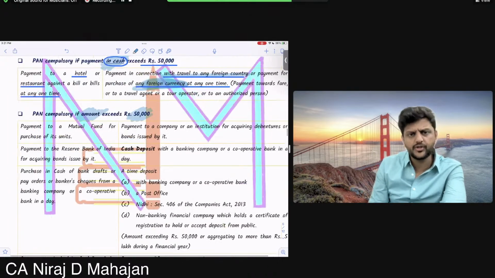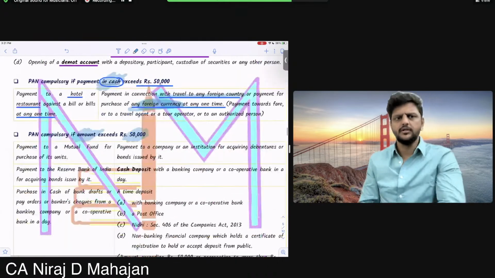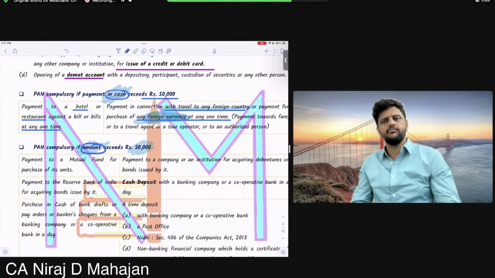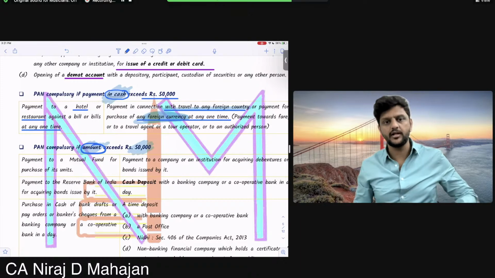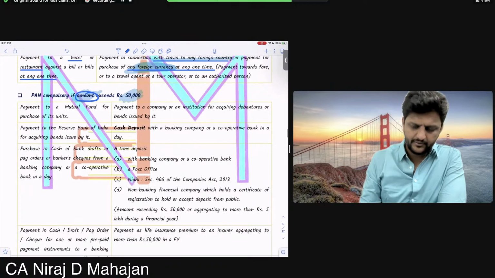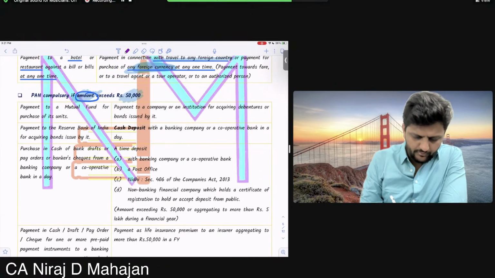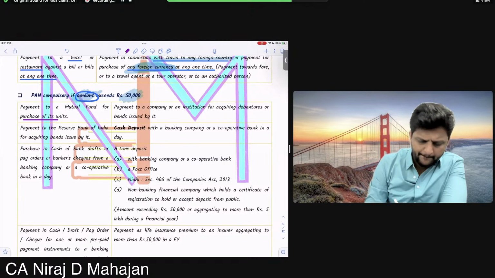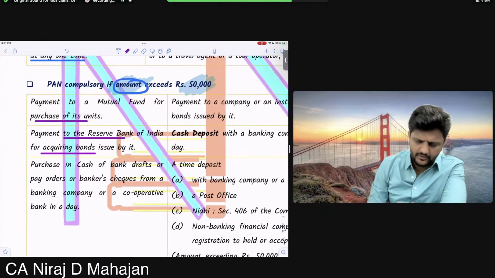Bachcho, above also 50,000, here also 50,000, what is the difference? Amount exceeds. You may have paid, bachcho, by check or electronically, but still if the amount exceeds 50,000 overall, then you have to submit the PAN. Okay? Purchase from a mutual fund of its units: mutual fund purchase of more than 50,000 in a year, PAN is compulsory. Payment to RBI for acquiring bonds issued by it. So buying RBI bonds.